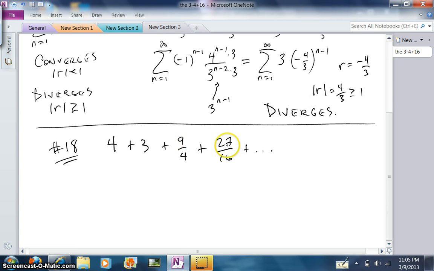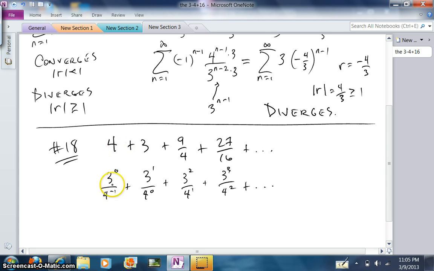Okay, so I see again powers. I see powers of 3 on the top. I see powers of 4 on the bottom. Let's see if we can establish the pattern here. Working backwards, let's start with this. This is 3 cubed over 4 squared, and then that's 3 squared over 4 to the first. I see that we're lowering the exponent by 1. Let's continue that pattern: 3 to the first over 4 to the 0, and then continue down to 3 to the 0 over 4 to the negative 1.